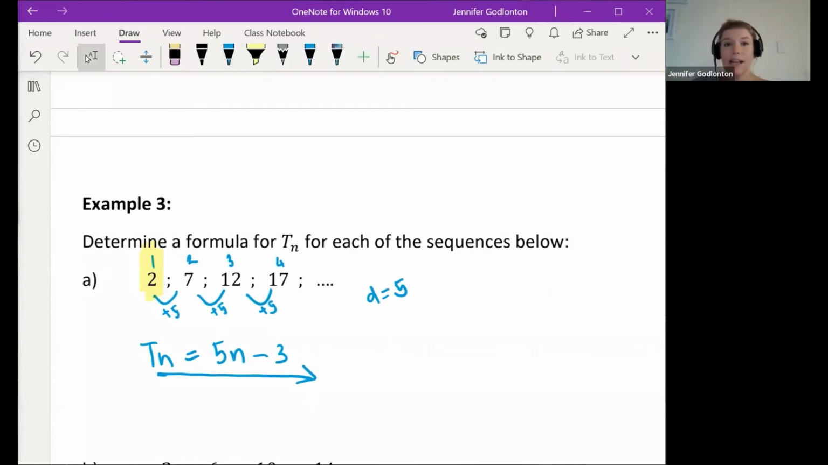And it needs to look exactly like that. I need to have my Tn and I need to have my n. I can't be missing either of them, otherwise I won't get it right. Okay.